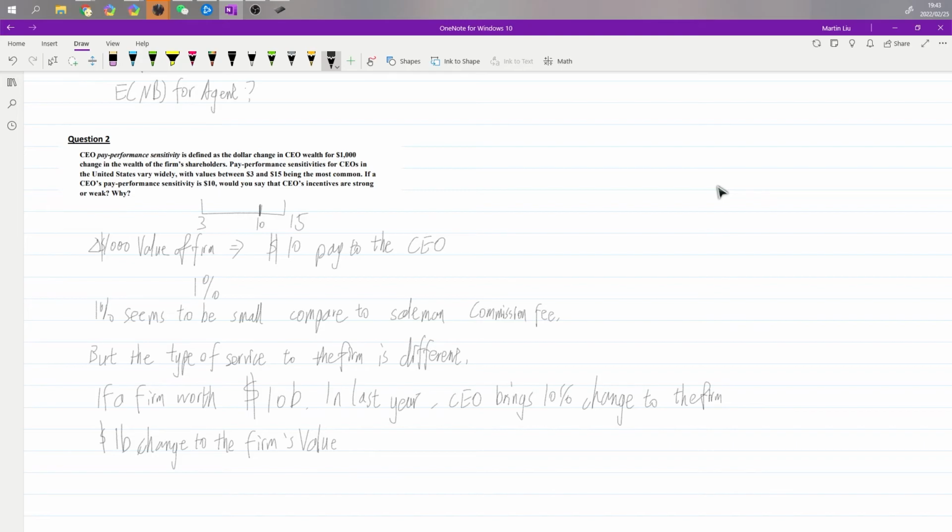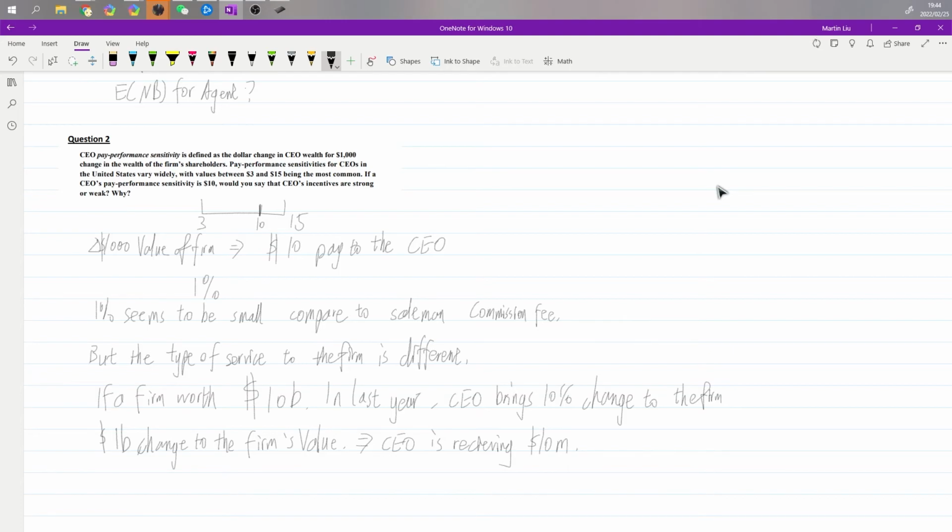So shareholders basically receive this $1 billion change, or whatever shares they are holding are aggregately worth $1 billion more than they previously were. So a $1 billion change would imply the CEO is receiving a $10 million payment for whatever he has done last year.